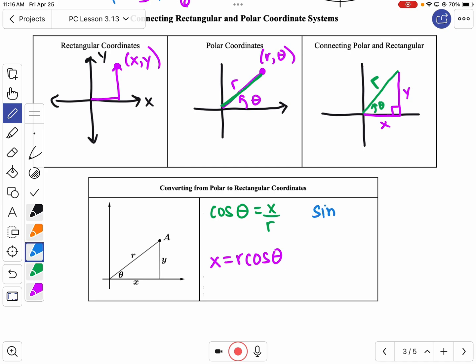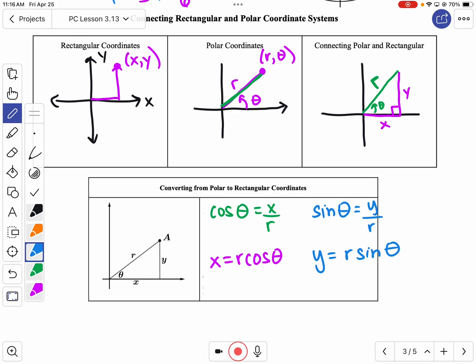Likewise, we can get sine from that triangle in our rectangular coordinates, which is y over r, opposite over hypotenuse. And so what does y equal? R sine theta. And this is how we're going to convert from polar to rectangular coordinates. X is going to be r cosine theta. Makes sense because on a circle, cosine is x, and we have to have the radius. On our unit circle, y is sine, so y is r sine theta.